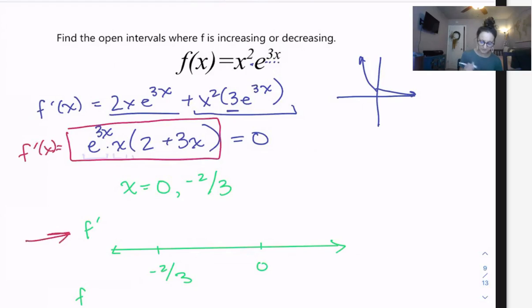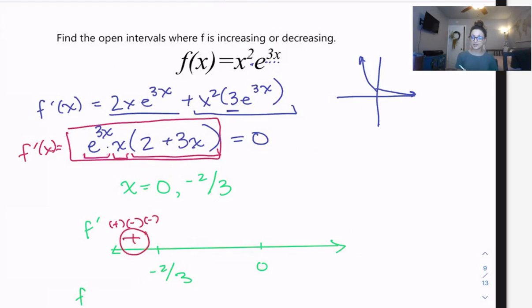Make sure you are plugging into f prime. That's important to label so you know where to go back and check. So if I test a number less than negative 2/3, like -1, well, again, that factor is always positive. That would give me a negative, and then this would also give me a negative. So positive times a negative is ultimately going to be positive.